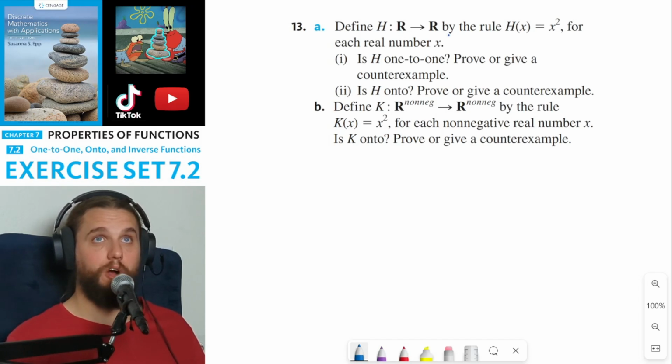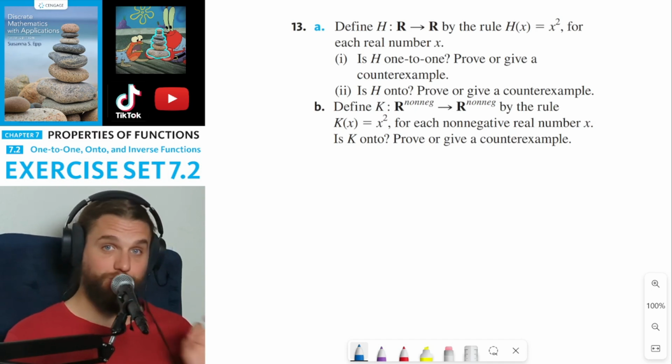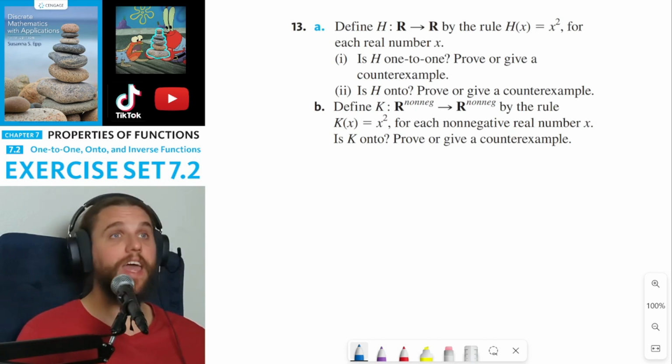Define h from R to R by the rule h of x equals x squared for each real number x. Part I. Is h 1 to 1? Prove or give a counterexample. Now, we actually talked about this explicit example at the end of the last video and in a previous video before that.